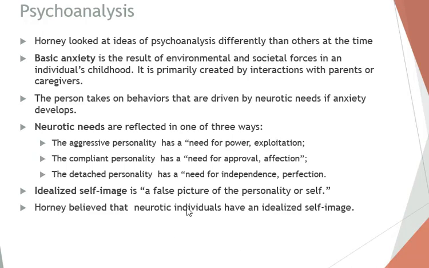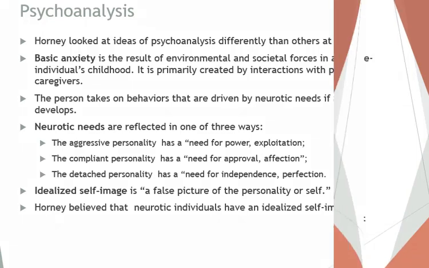And that could turn into an idealized self-image, which is a false picture. Idealized means that's your ideal, that's what you're thinking of, and your idealized self-image is you think that you're somebody that you're not. You think that you have all this power. Or you think that you're despised and hated when in fact you're not really. That is a problem that neurosis could cause, to give somebody this false picture, this false idealized self-image.